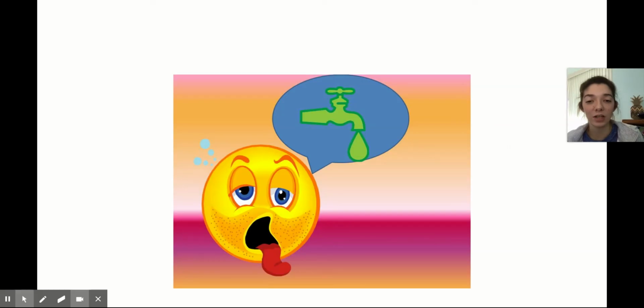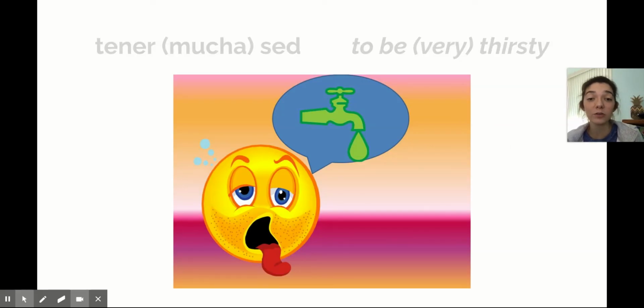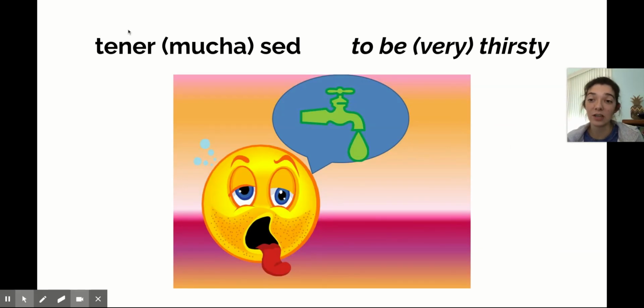Up next, not tener hambre, not to be hungry, but to be thirsty. Tener mucha sed. Repítame, sed. Tener sed, to be thirsty. Tener mucha sed, to be very thirsty. And again, guys, check it out. Mucha, which means this word sed is feminine. La sed. To have a lot of thirst. To be very thirsty. Tener mucha sed.